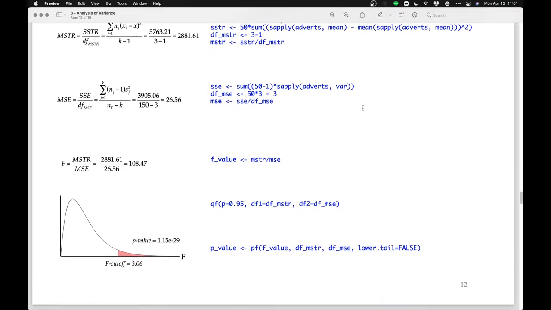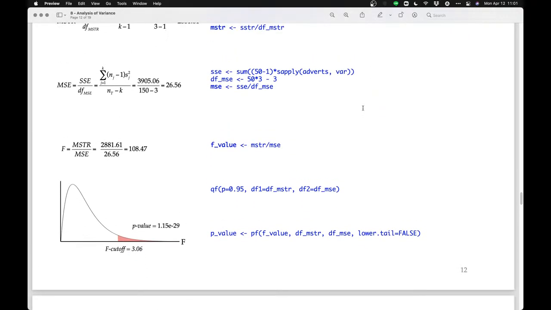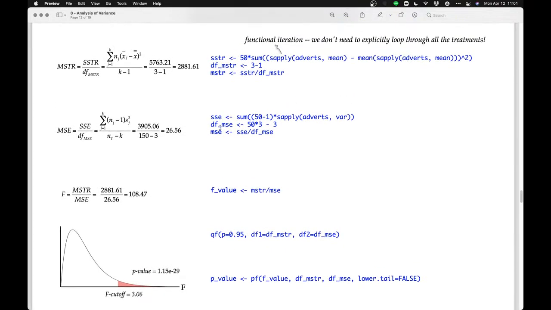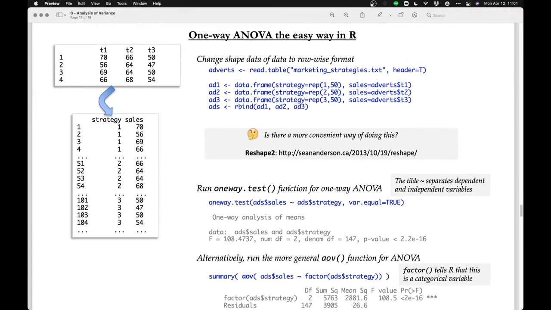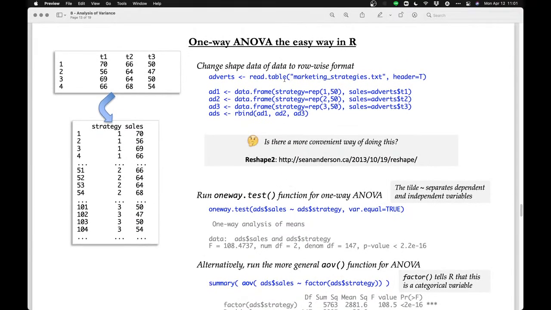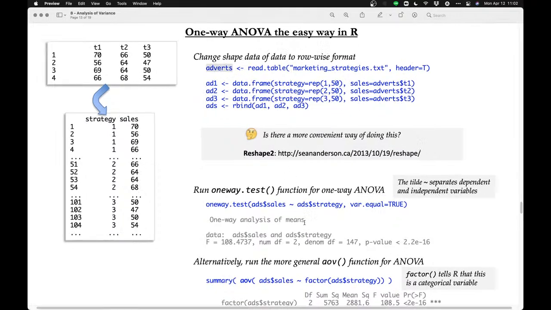Okay, so that's ANOVA. And if we go through ANOVA this way, we see that we can reject this hypothesis. We must therefore believe that the treatments are having some kind of an effect. All right. Here's ANOVA the easy way. Okay. Well, it's easy except for one thing.